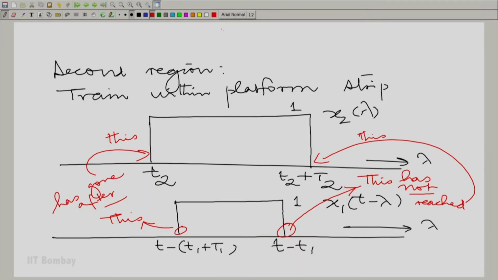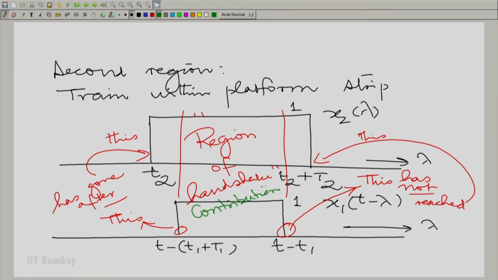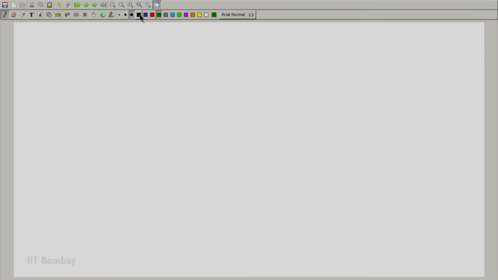So, how much is the total effect of the handshake? The entire train is in the platform strip. So, you have complete handshakes from the train, but not all over the platform. So, let us look at that. Let us mark that in green. This is the portion of the handshake, all extending the region of handshake. And how much does that contribute? The contribution is all of T1, 1 into 1 integrated over a length of T1. So, the contribution is very simple. So, there we go. We can write down the convolution.